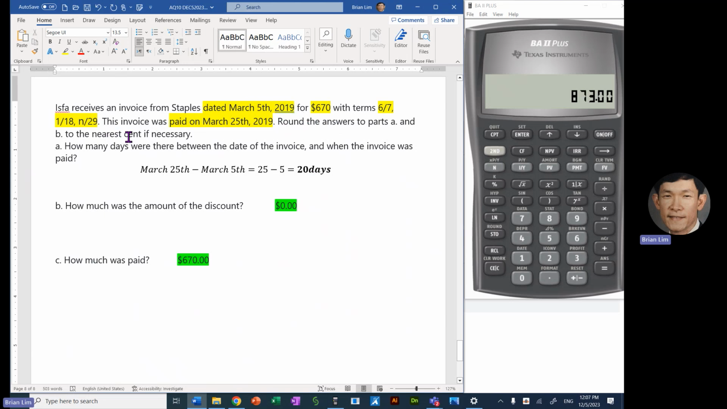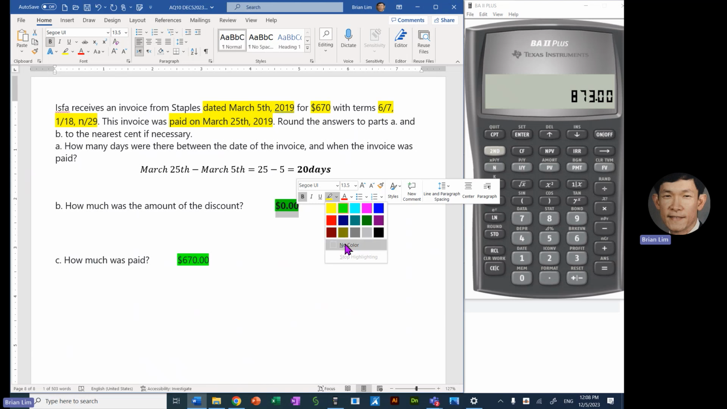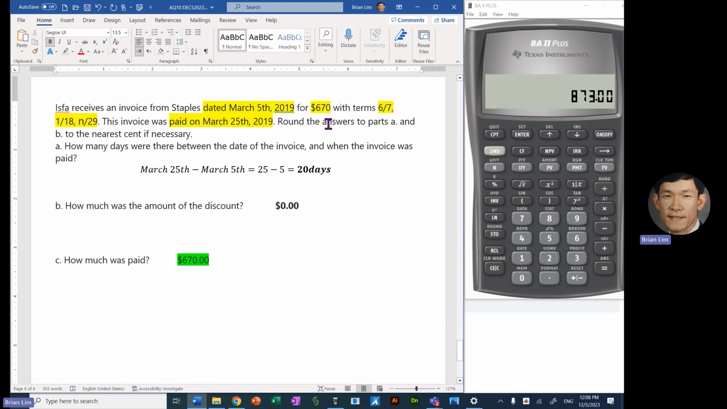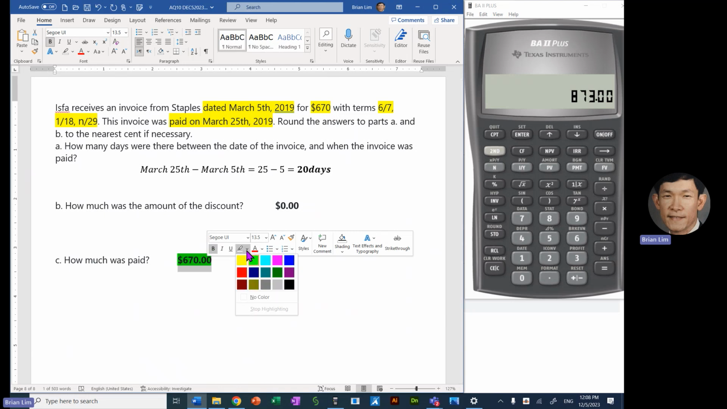So 20 days puts us where? Well, it's past the 7 days for sure. It's past 18 days also. So there is no discount because we are past the 18th day. This is the 20th day. So the amount of the discount is indeed 0. If we wish, we could bold it, and then we could remove the highlighting if we so desire. And so the amount that would be paid would be the original amount of the invoice, which was $670. Okay, so there we are. And that is how you do these kinds of questions.